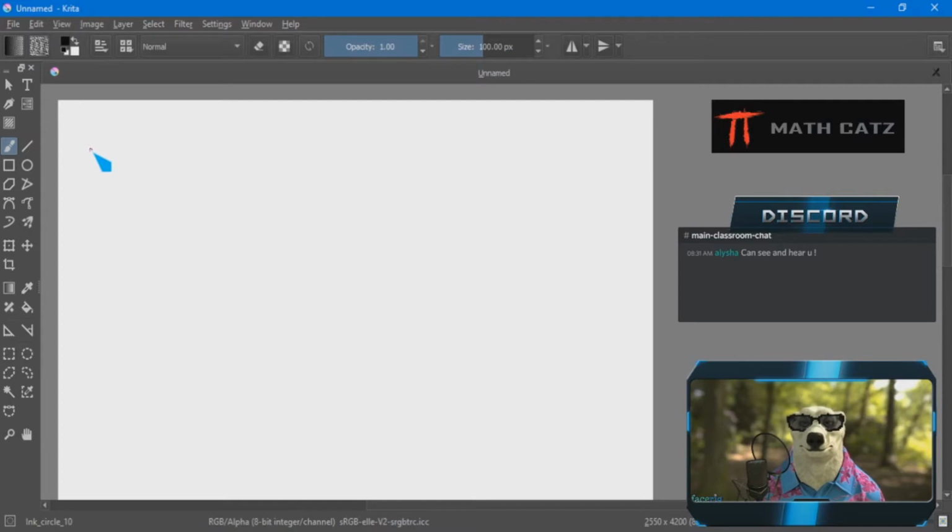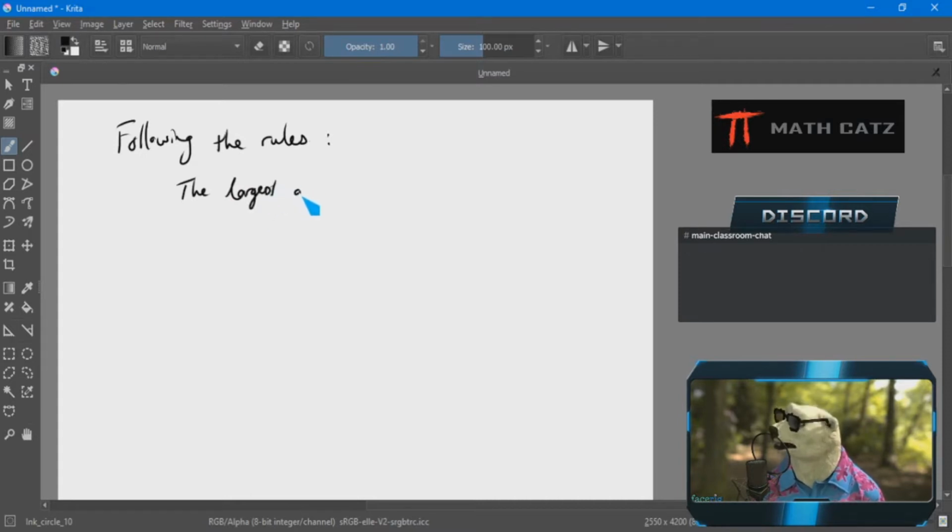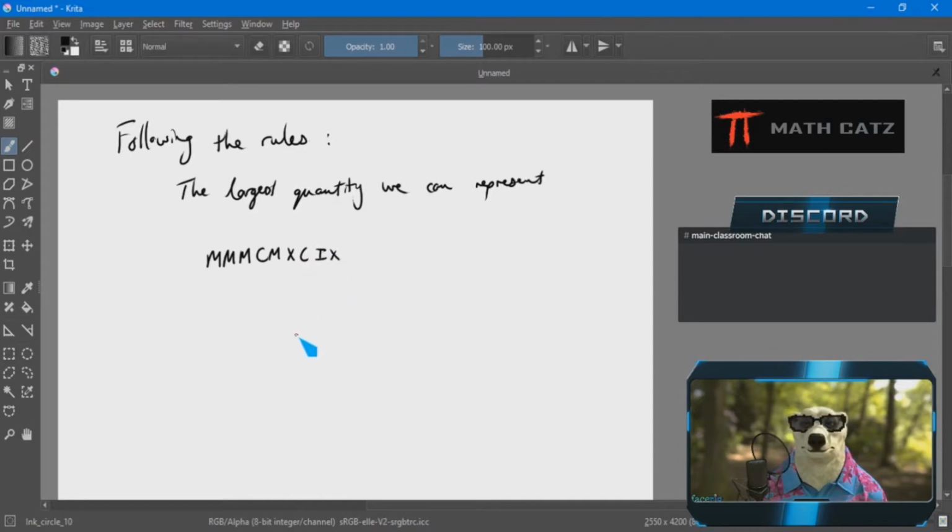So, if you are up to speed and watched yesterday's lecture one way or another, you should notice that following the current rules of the Roman numbers, the rules that are there to ensure that I have only one specific way of representing a quantity, the largest number we can represent is going to be 3,999.